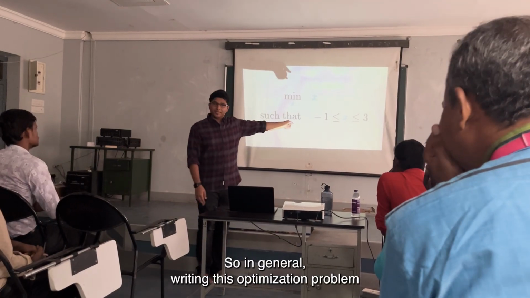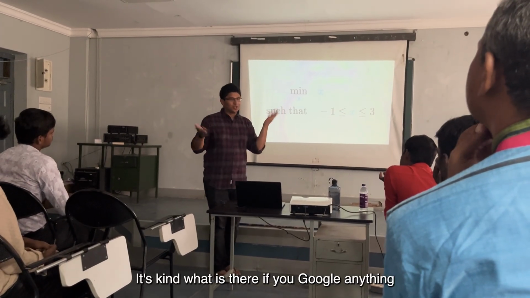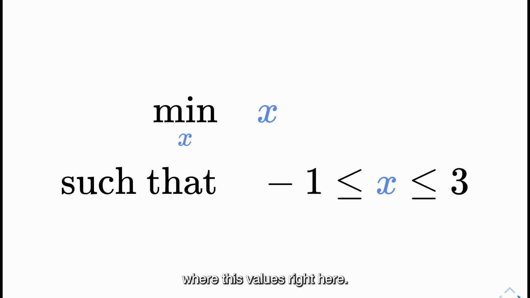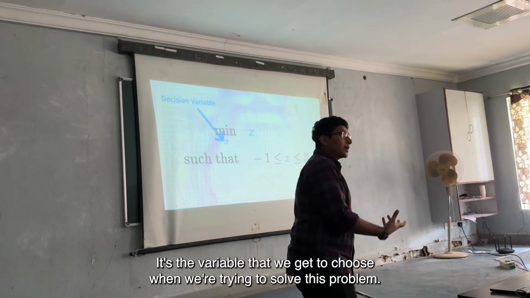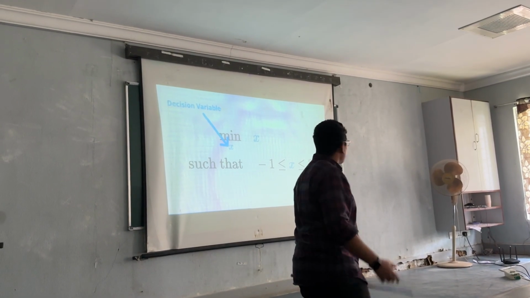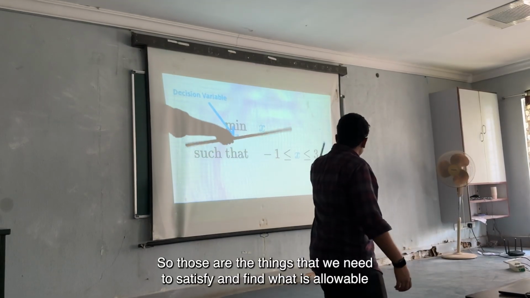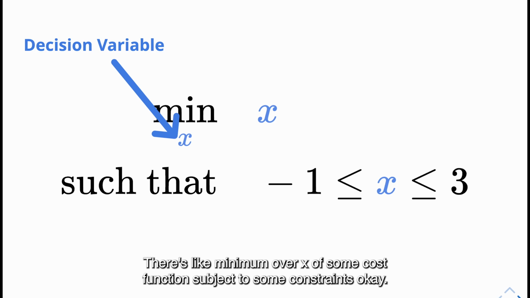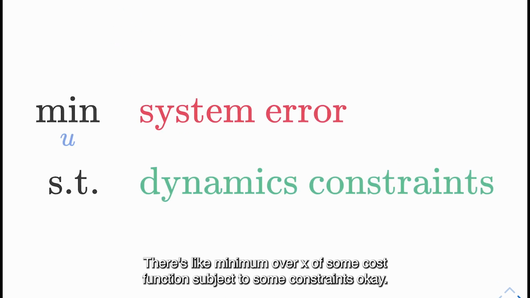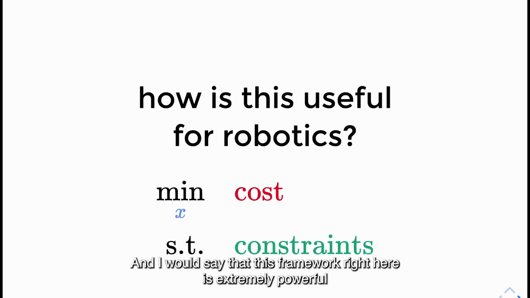So in general, writing this optimization problem down in this form is very common. If you ever Google anything, you'll see this. This value right here is called the decision variable. It's the variable that we get to choose when we're trying to solve this problem. And this is, remember, the cost function that I was saying earlier. And these are the constraints. Those are the things that we need to satisfy and define what is allowable. So in general, it looks like: minimum over x of some cost function subject to some constraints. Make sense? Doesn't make sense? Okay. Mostly makes sense. And I would say this framework is extremely powerful.